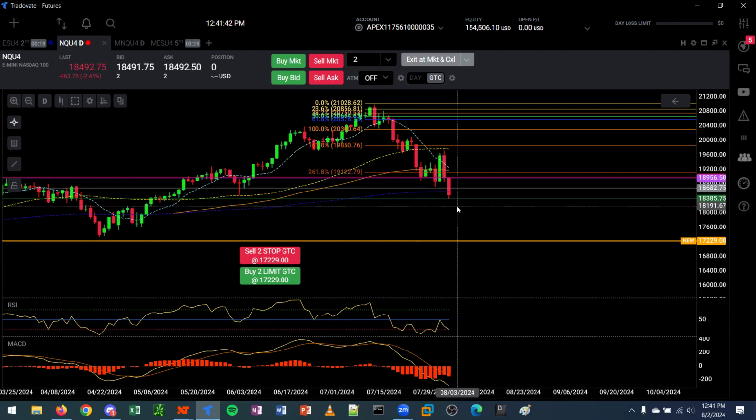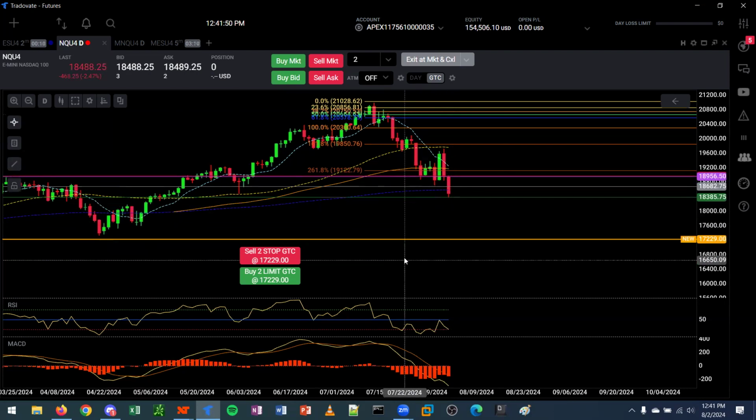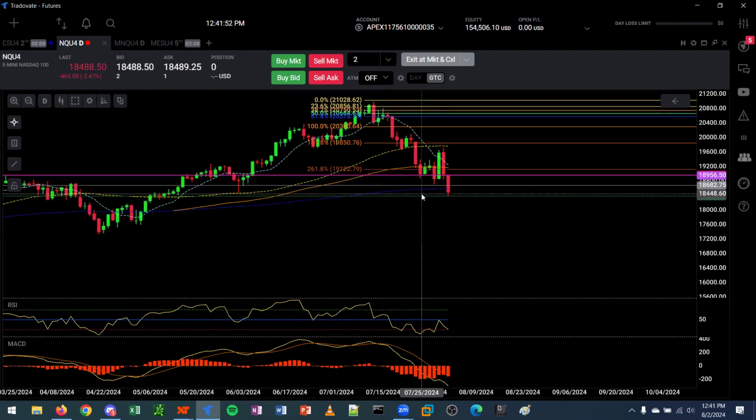So the next level is a 423, which might be somewhere down here. I don't know. Fadeaway doesn't have 423. You can't add it. But it's pretty damn near the 423 right here.